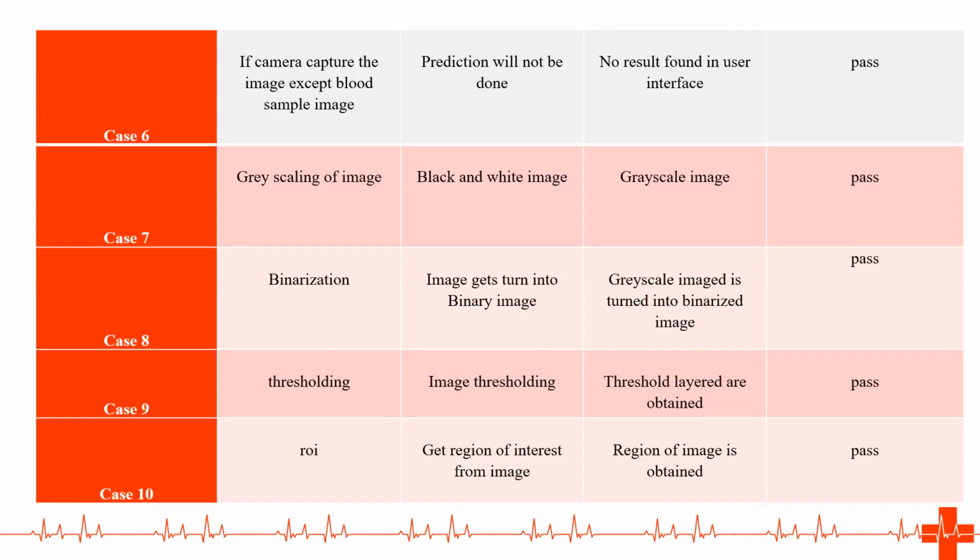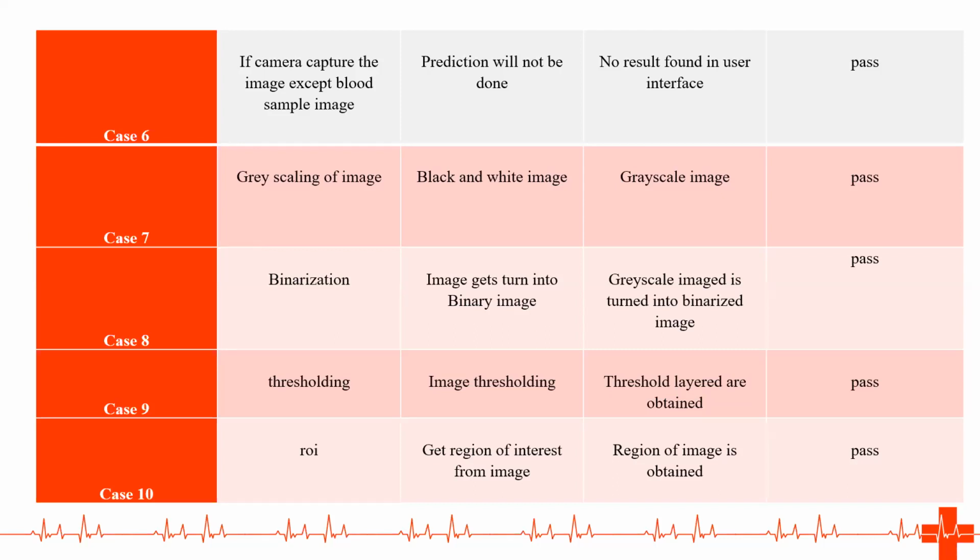Seventh case: the scenario is to convert to the grayscale image. Expected is to obtain the black and white image. Finally, we obtain the grayscale image. Test case 8. Here we need to obtain the binary images. Expected is to get the binary image, that means image in 0 and 1. Here we obtain the binarized image.